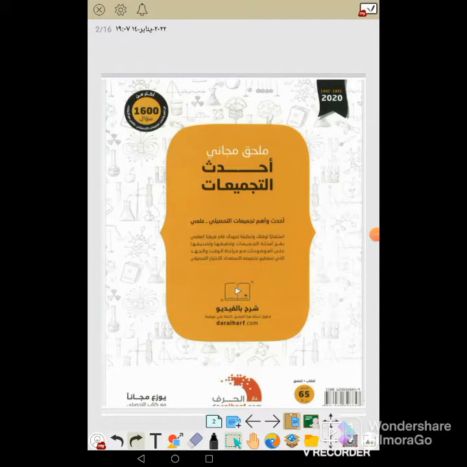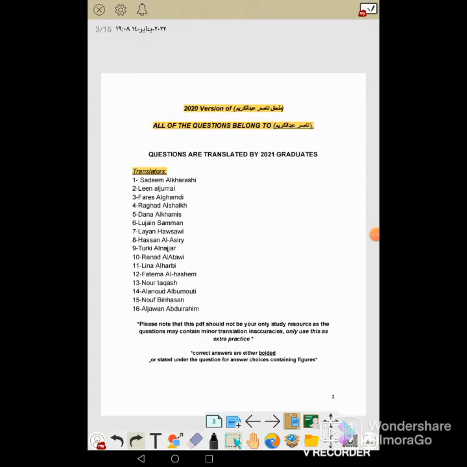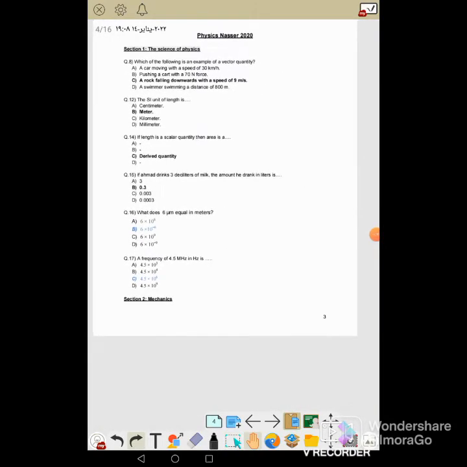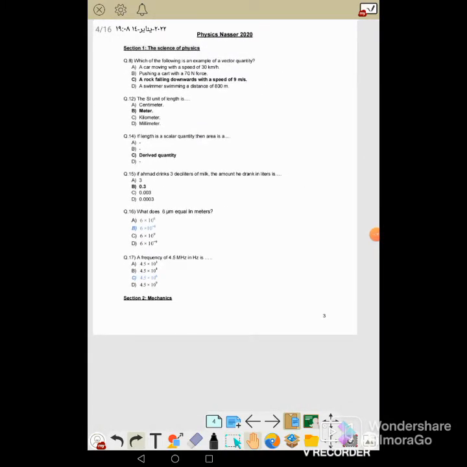Today we will study a revision about physics. Physics revision, section 1, the science of physics, about the definition of physics. First question, which of the following is an example of a vector quantity?